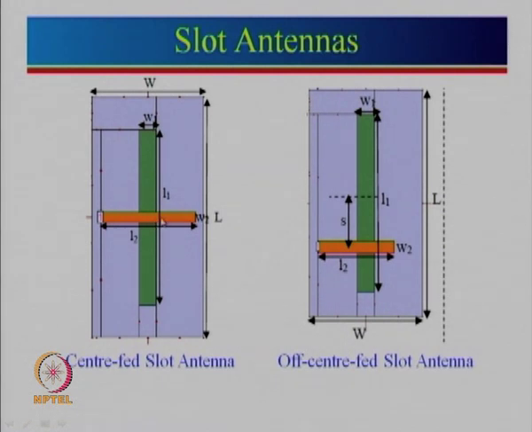Now you can see that impedance is given by voltage divided by current. If voltage has a finite value and current tends towards 0, the impedance becomes very large. That is why, instead of a center-fed slot antenna, many times an offset-fed slot antenna is used, so that proper impedance matching with, let's say, a 50 ohm coaxial feed can be obtained.